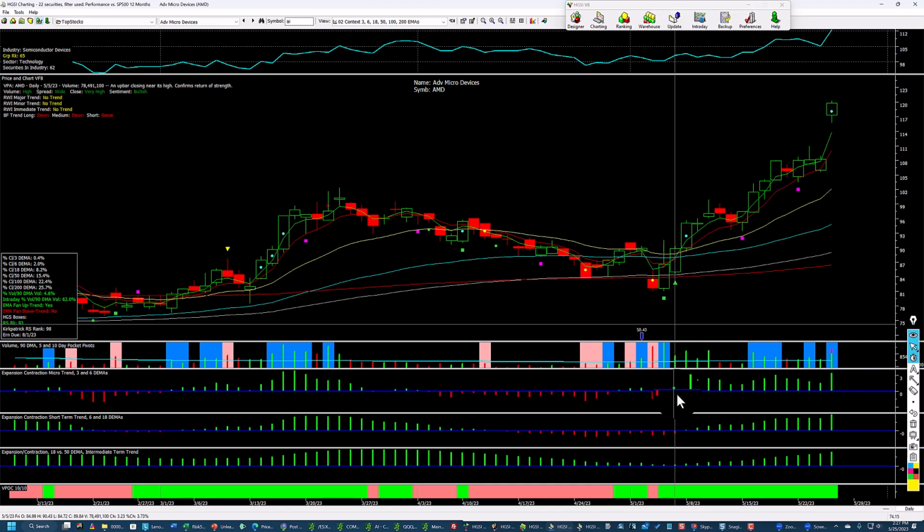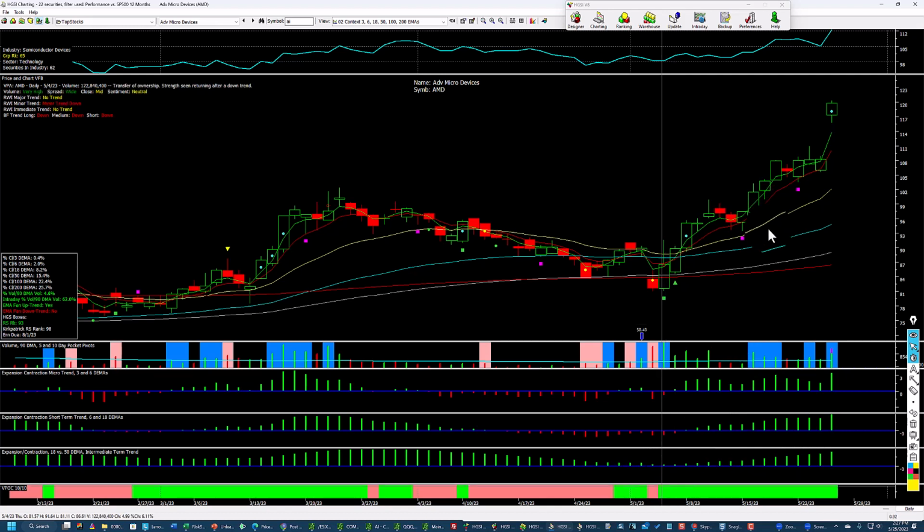Why do I keep bringing this up? Because none of these stocks that are leaders now got to where they were without the 3 crossing above the 6. And the really strong stocks, you'll see the 3 above the 6 for a long period of time, like right in here, and the 6 will be above the 18, and the 18 will be above the 50, and the volume point of control will be positive.